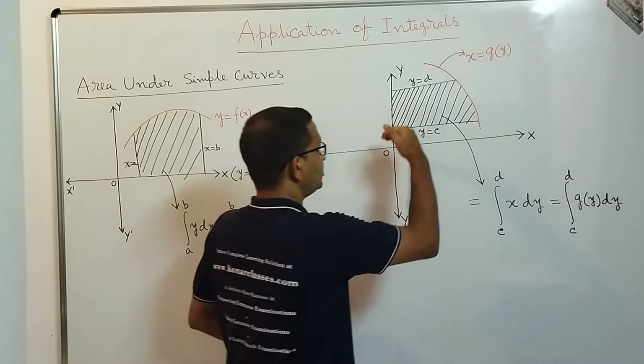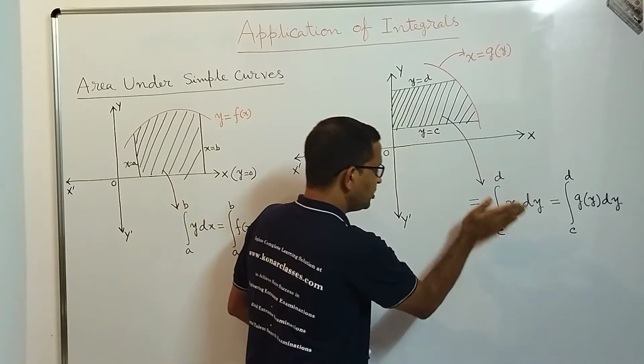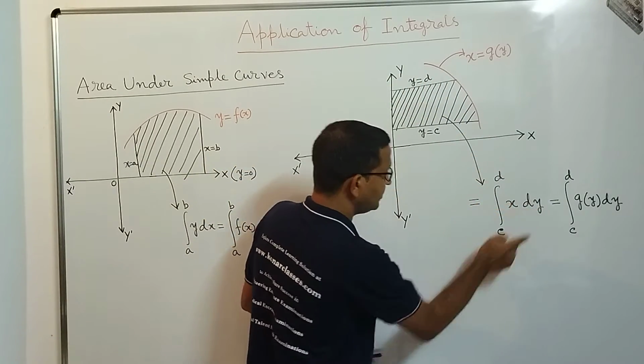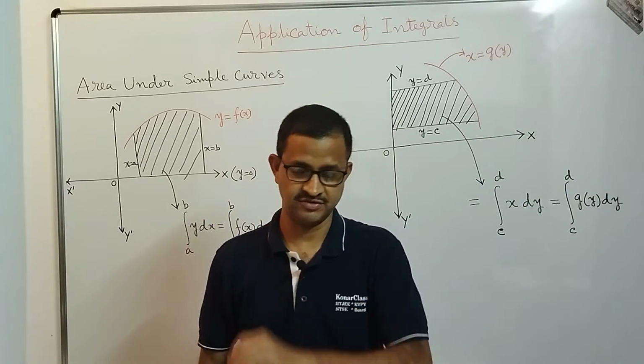Or if the equation is x equal to g(y) and you are integrating along the y-axis, then the area should be ∫ c to d x dy, or ∫ c to d g(y) dy. That is the first concept.